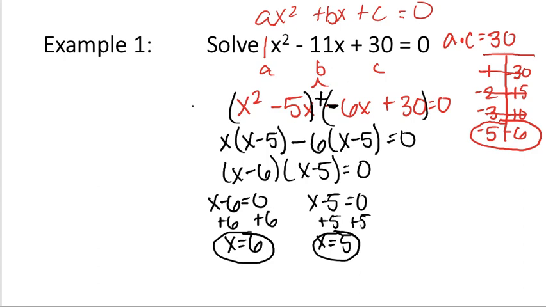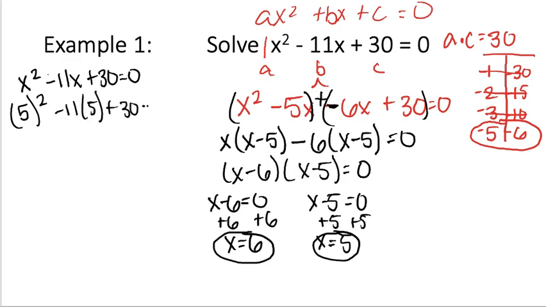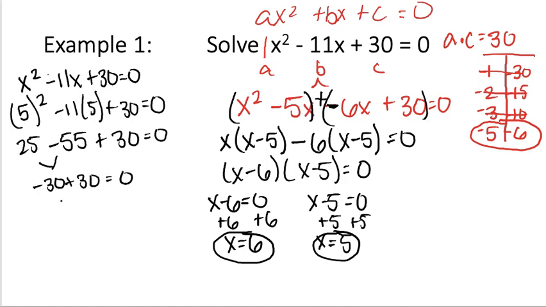What that means is, if I were to take 5, for example, and plug it in place of x in x squared minus 11x plus 30 is equal to 0, here's what's going to happen. We get 25, and then minus 55, and then plus 30 is equal to 0. Combining these two together, we get negative 30 plus 30 is equal to 0, and we get 0 is equal to 0.